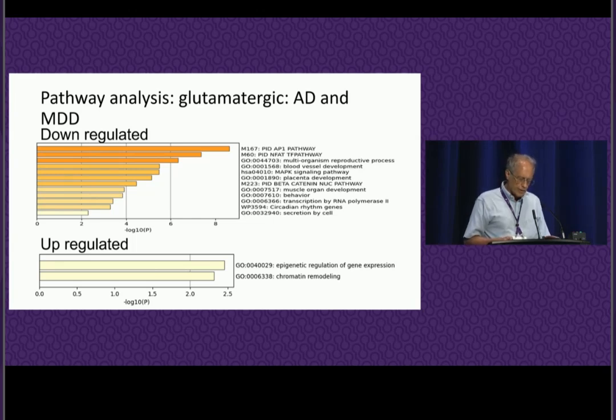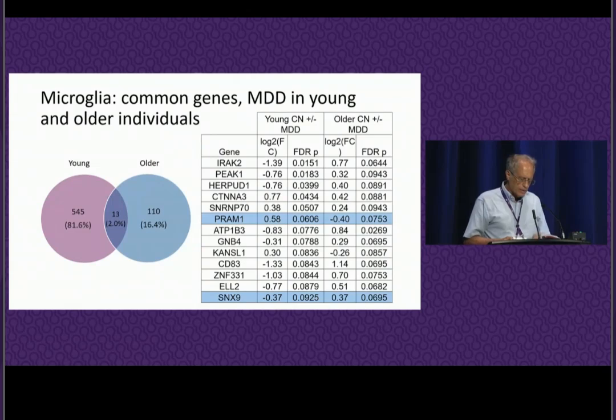AP1 is involved in the regulation of several biological and cellular processes relevant to AD and MDD, including apoptosis and inflammation. Only 2 upregulated pathways were identified in the analysis, very broad pathways for epigenetic regulation of gene expression and chromatin remodeling.